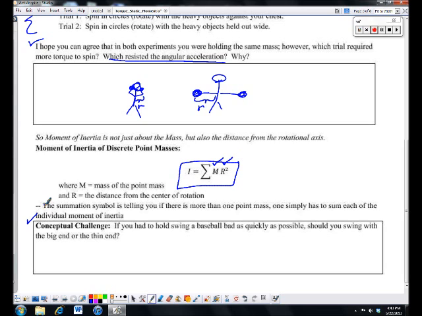If you had to hold this and swing, I guess, a baseball bat as quickly as possible, should you swing from the thin end or should you swing from the fat end? If you don't believe me, go find a baseball bat and try it. And what you're going to find out is that if you swing from the thin end, it's very hard to spin it around. It seems very, very heavy. You hold the big fat end of your baseball bat and swing it. It seems like it's really, really easy.